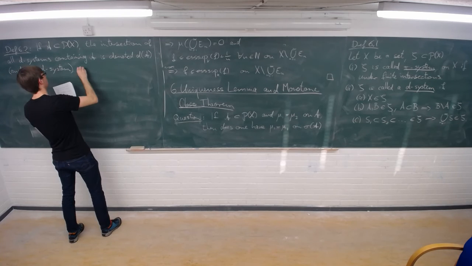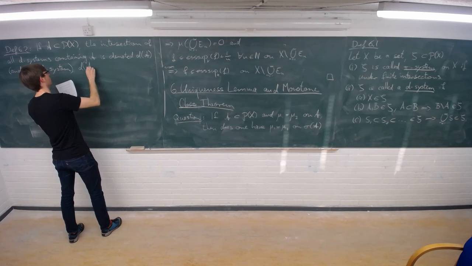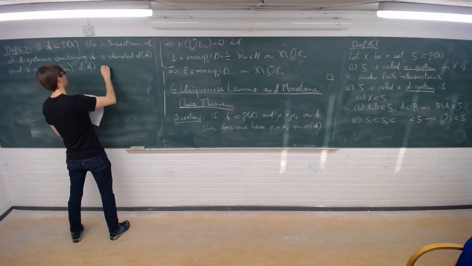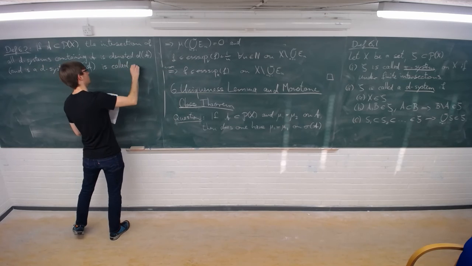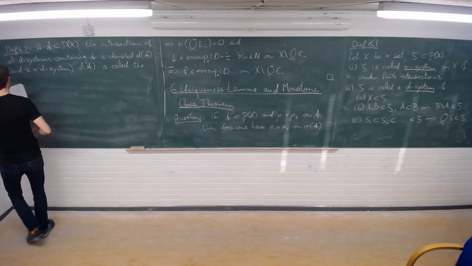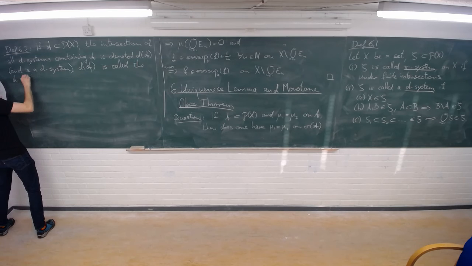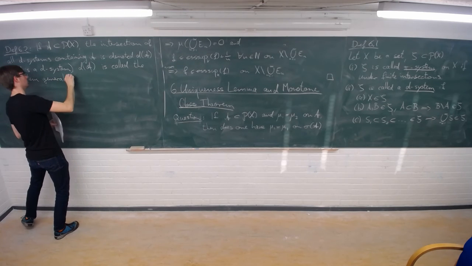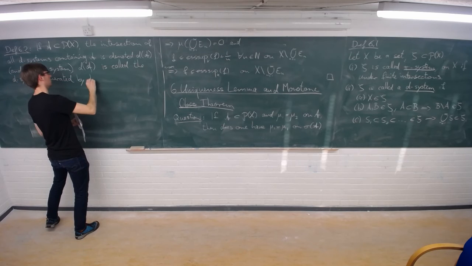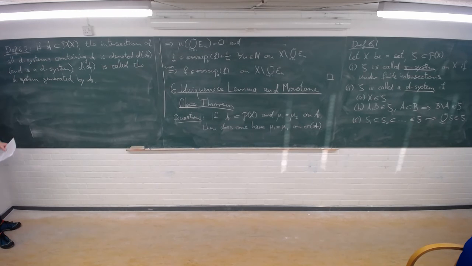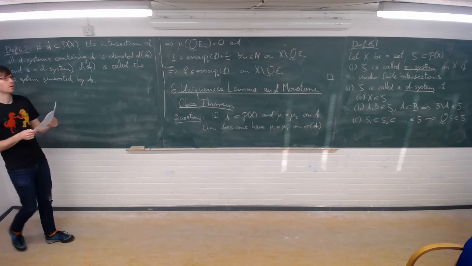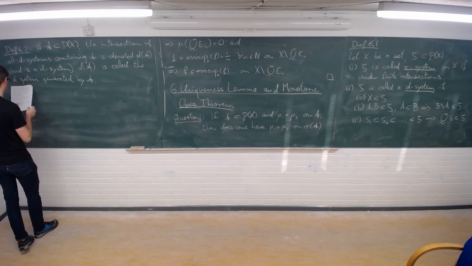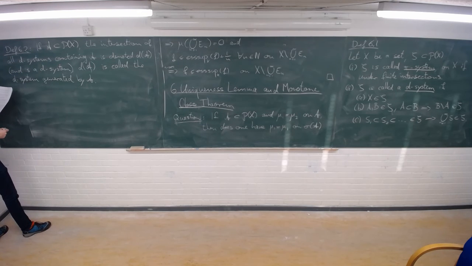and D of A is called the D system generated by A. And maybe let's write down the next lemma and then take the break.